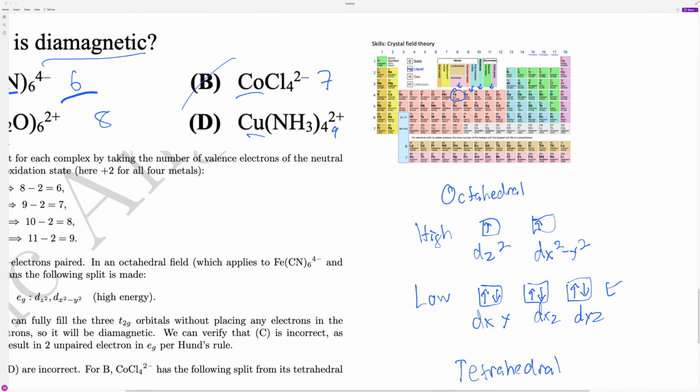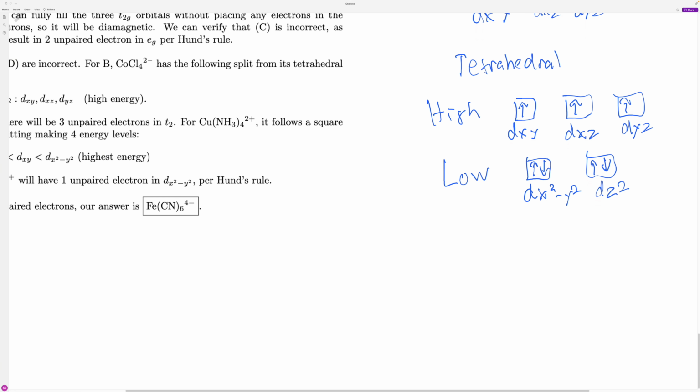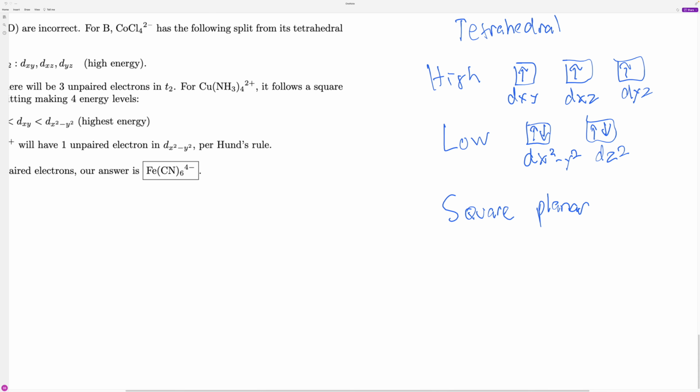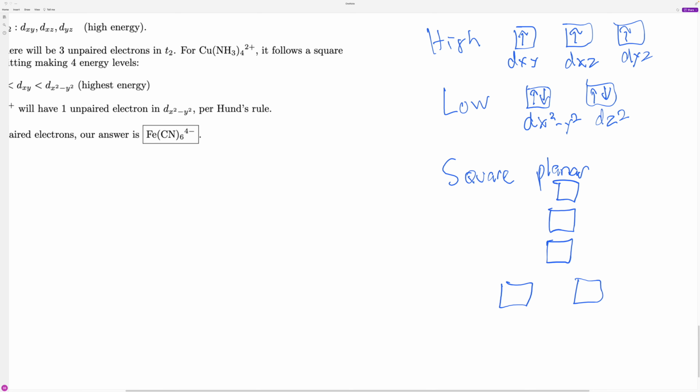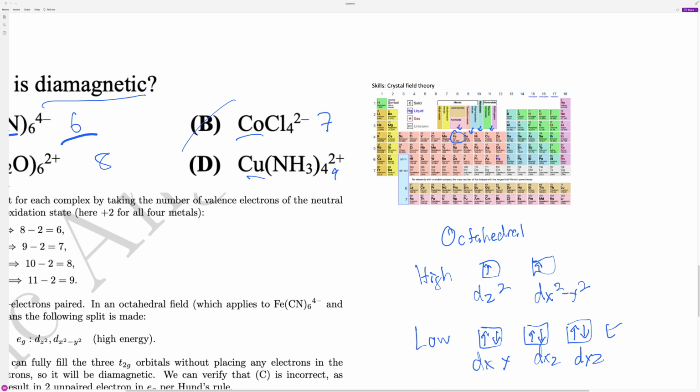And now let's go through the splitting for D, which has a square planar field. So square planar is kind of interesting because it actually has 4 energy levels. So there's no high or low, I'm just going to draw them low energy at the bottom, high energy at the top. So the two bottom ones, which are degenerate, or same energy level, are going to be these. And then above that we have this, above that we have this, and above that we have this. Remember, you don't need to know this exact notation, just the numbers. And we have a d count of 9.